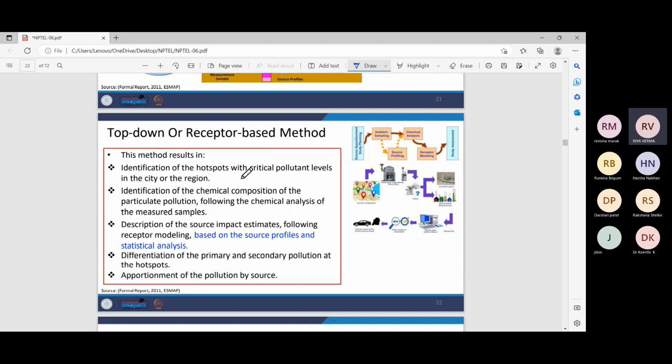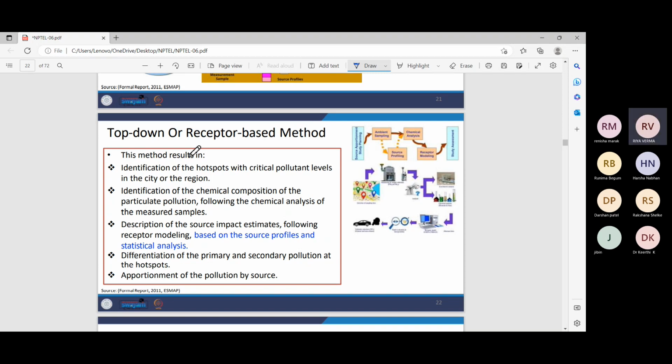So, what are the results that we get from this top-down or receptor-based method? First is the identification of the hotspots with critical pollutant levels in the city or the region. Since we are taking air samples from different points within a city or a region, we will be able to identify the hotspots, basically those places which will have extremely high levels of pollution. We'll be able to identify those places.